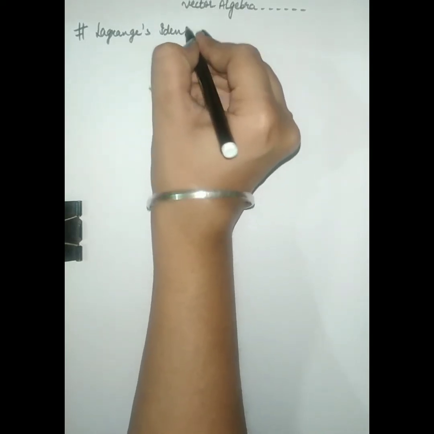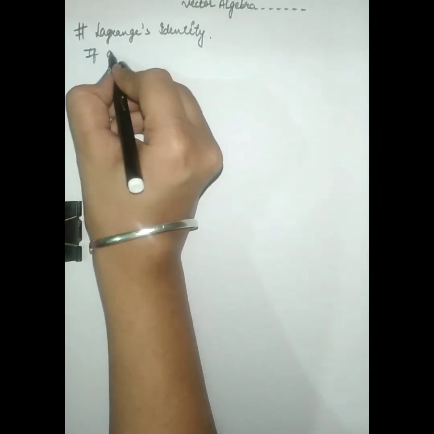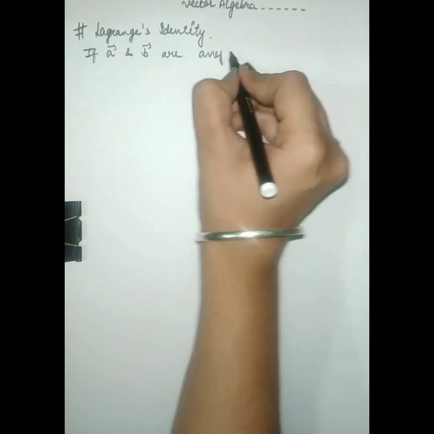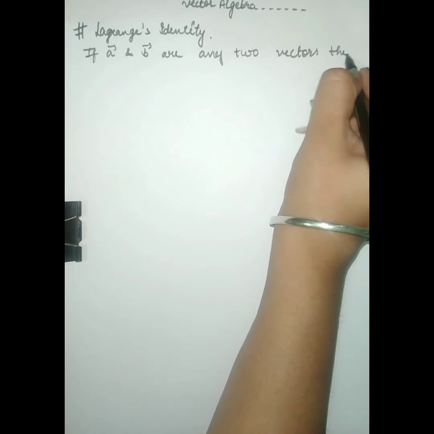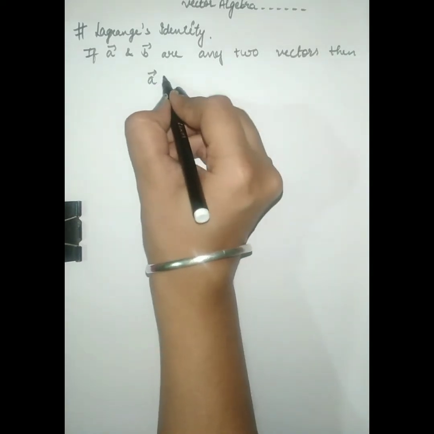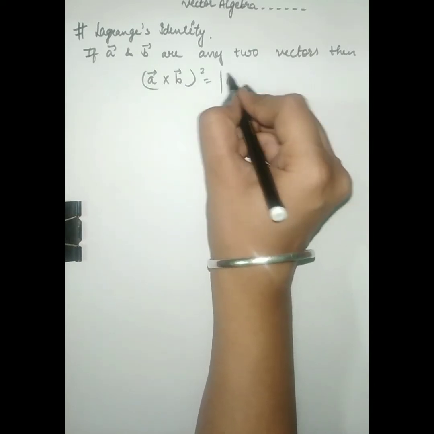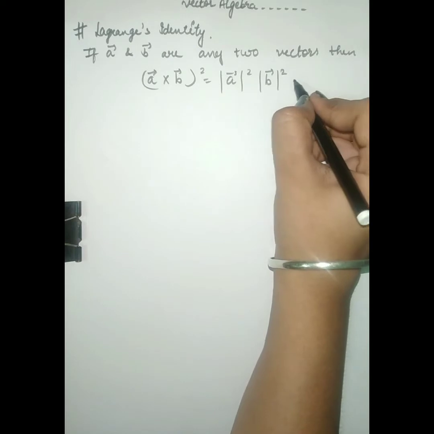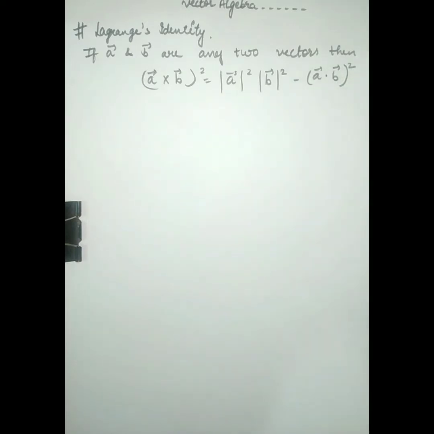In this article we have to prove that if A vector and B vector are any two vectors, then A vector cross B vector whole square will be equal to the magnitude of A vector square into magnitude of B vector square minus A vector dot product with B vector whole square. Now let us prove this identity.